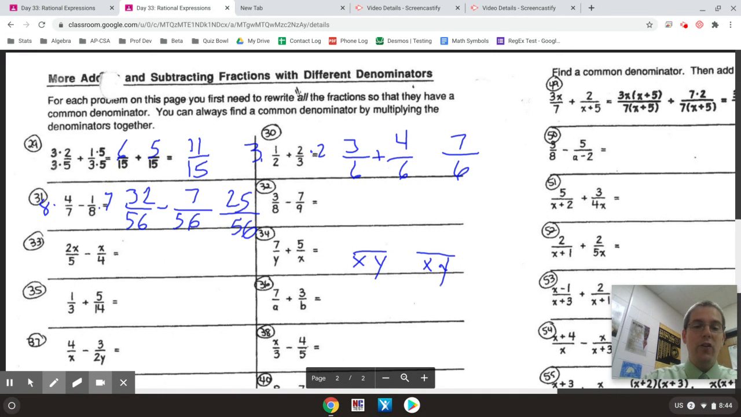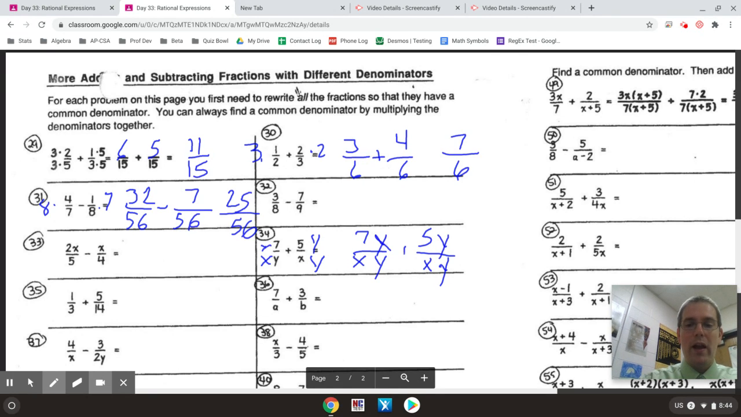Now, to turn a y into xy, I'm going to basically have to multiply by x on the top and bottom. And to turn an x into an xy, I'm going to have to multiply by a y top and bottom. So that's going to give me a 7x as my first numerator, and a 5y as my second numerator.